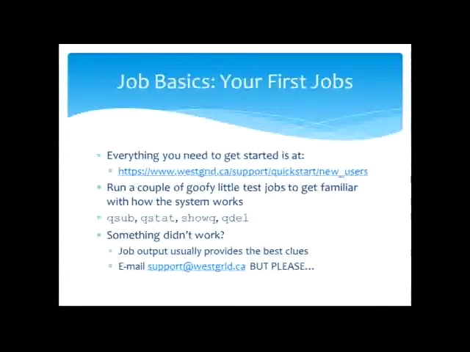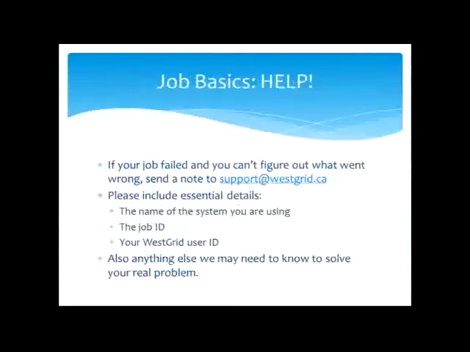If you have problems, like I said, the job output usually provides the best clues. If not, please go ahead and email us at support@westgrid.ca. But if you do email us about a job problem, please remember to include the name of the system you're using and the job ID if you can, and your WestGrid user ID. Quite often we get emails from people saying my job didn't work, and then we have to go back to them and say where. And also sometimes the email address people send in doesn't match their WestGrid user ID. So if you give us that information, it's a lot easier for us to track down what happened.